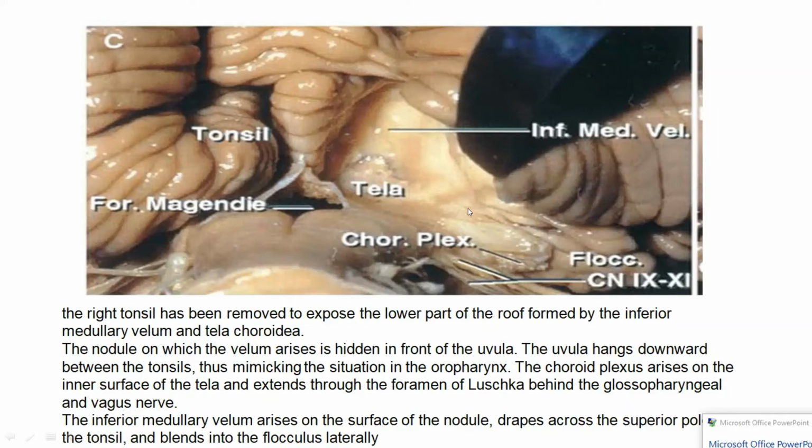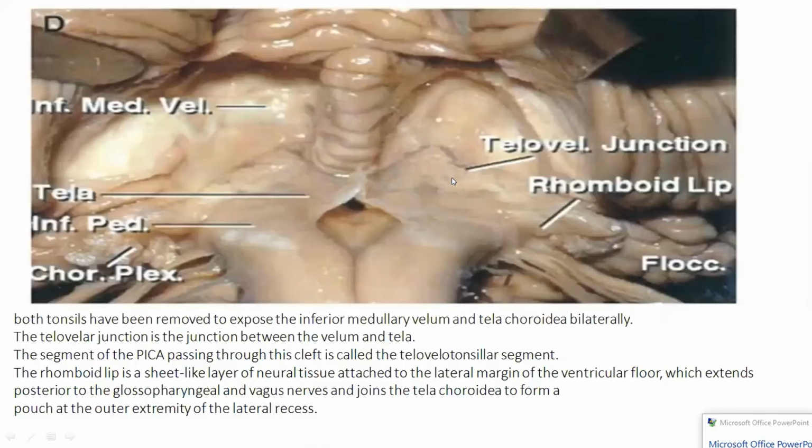This is the inferior medullary vellum, which arises on the surface of the nodule, and it drapes across the superior pole of the tonsil. Now from here, the tonsil has been retracted. So this inferior medullary vellum is ahead of the tonsils, and it is draping across the superior pole of the tonsil, and then it blends with the floccular lobe of the cerebellum. So this forms the classical flocculonodular lobe of the cerebellum.